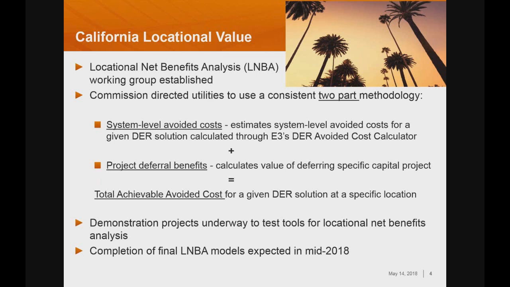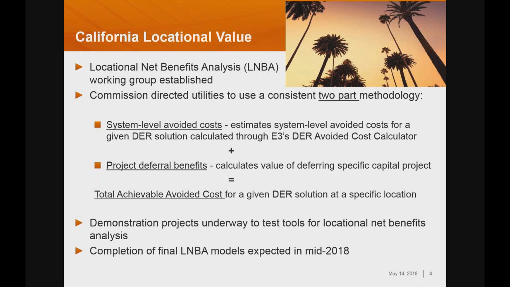And first in this methodology is to calculate and understand the system level avoided costs. There's a calculator that's been developed by E3 that's used to do this, and they call it the DER avoided cost calculator. This provides an estimate of the system level avoided cost for a given DER solution. Added to that is a second component, the specific project deferral benefits, which calculates the value of deferring specific capital projects. Then you add those two things together, and that results in the total achievable avoided cost for a given DER solution at a specific location.